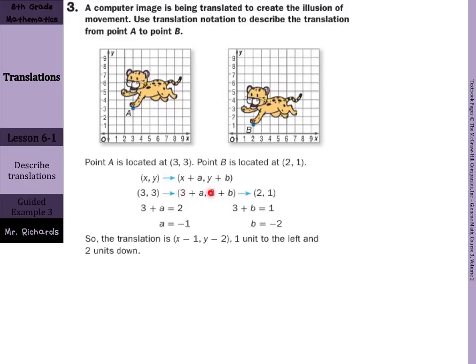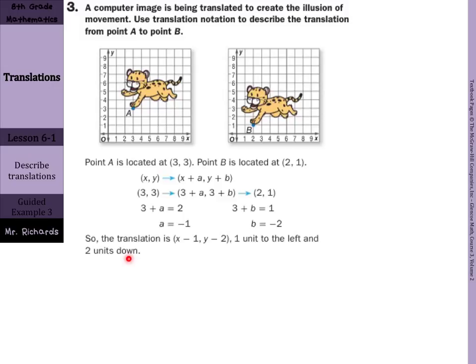And we need to ask ourselves, okay, how did I get from 3 to 2? 3 plus what was 2? Well, that answer is -1. Then we have to ask ourselves, 3 plus what is 1? Well, that answer is -2. And this is where it comes in to be our translation notation. We're taking the x's and subtracting 1. We're taking the y's and subtracting 2. And that means 1 unit to the left and 2 units down.